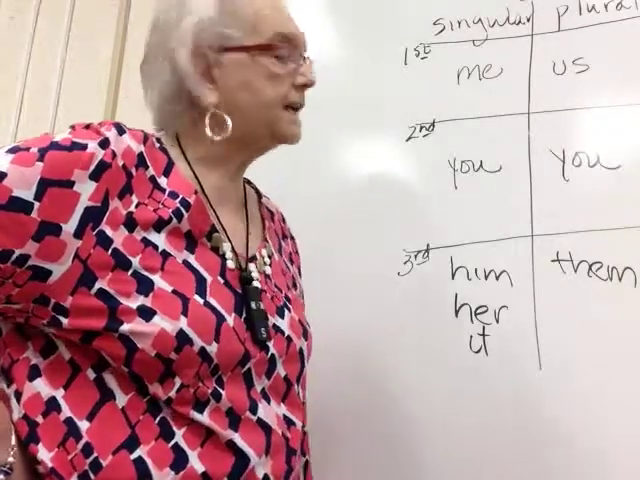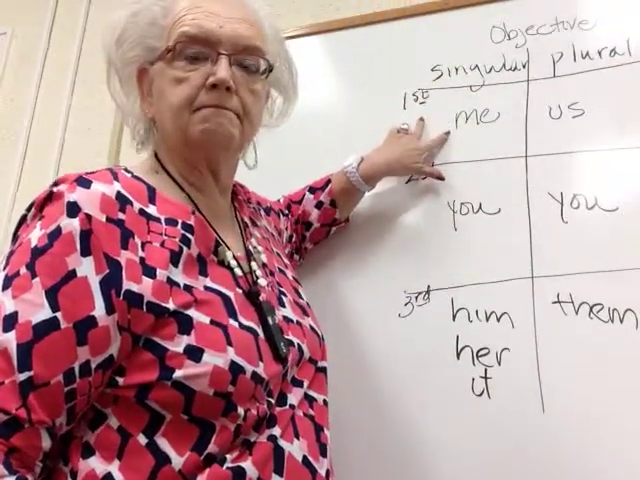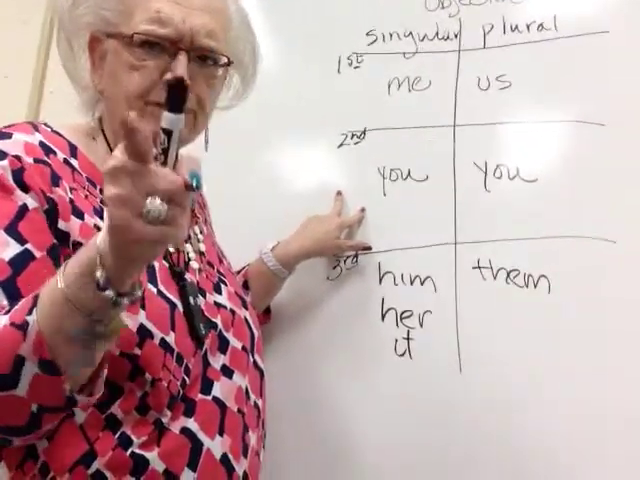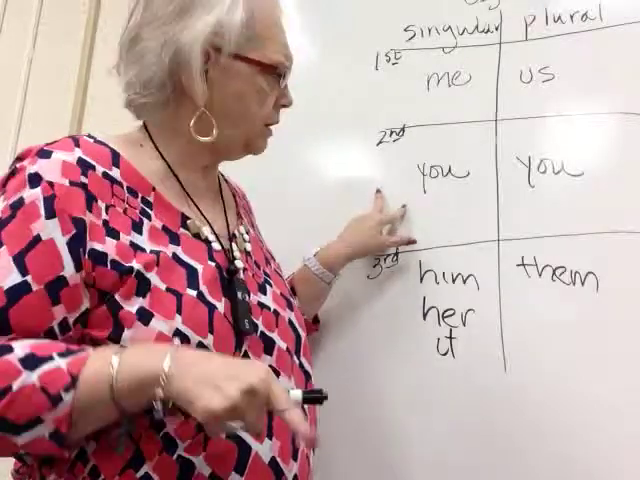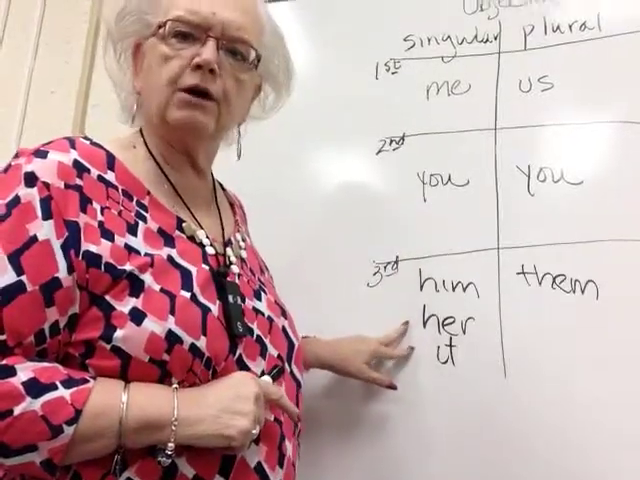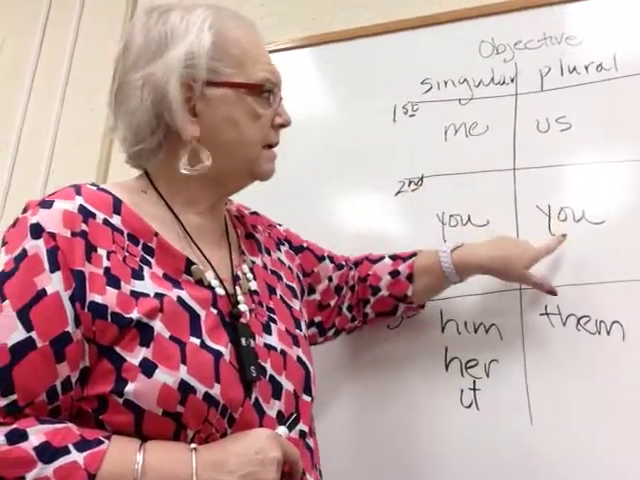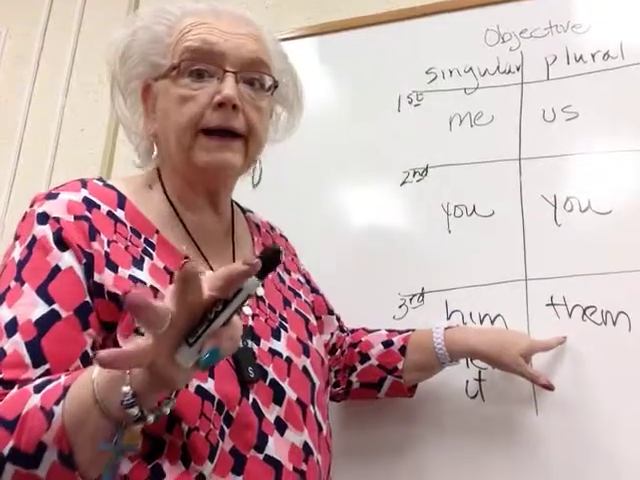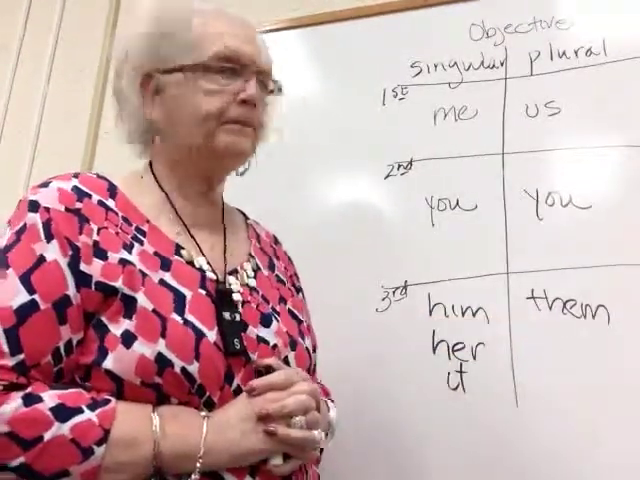The objective case pronouns. First person singular is me. Second person singular is you, talking specifically to you, not a whole bunch of students, but only you. Him, her, and it are your third persons. First person plural is us. Second person plural is you, talking to everybody again, because it's plural. And third person plural is them.